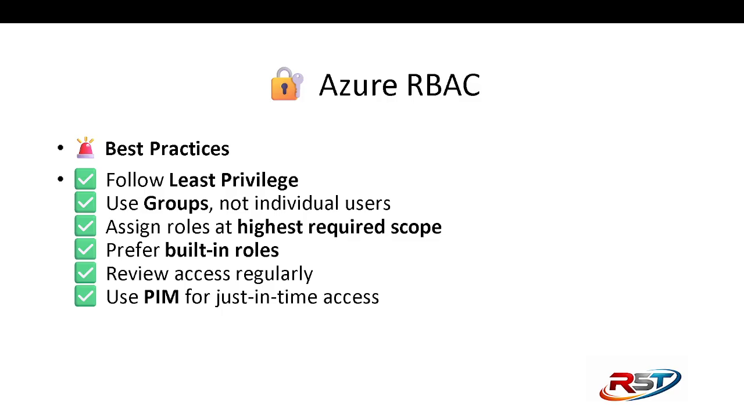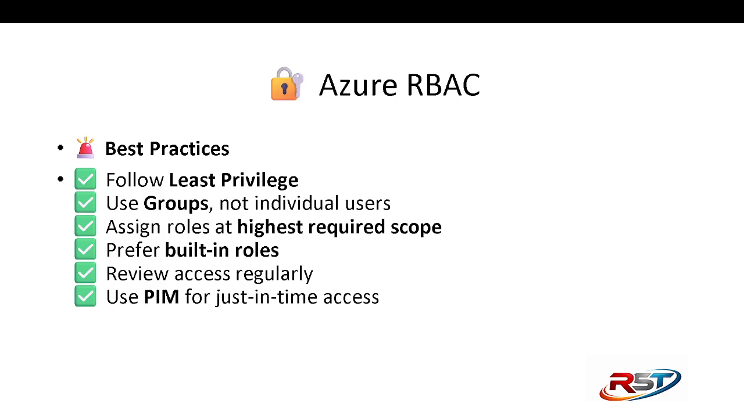Best practices: follow least privilege. Whatever extent of permission is needed, only that we have to give. We should not provide additional access. Let's say some user wants to read resources in the Azure portal. To that extent only we have to provide access. We do not provide Contributor, because if you provide Contributor, they can modify. So that's what following least privilege means.